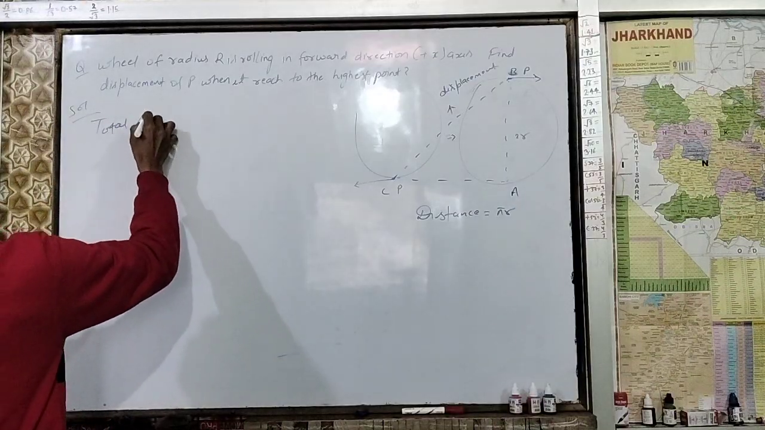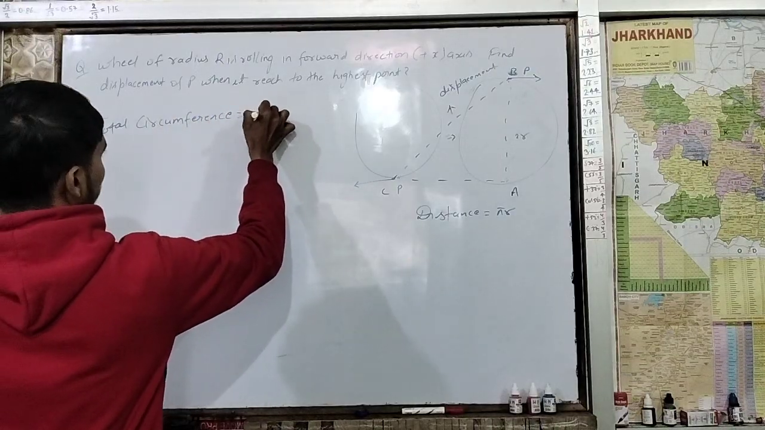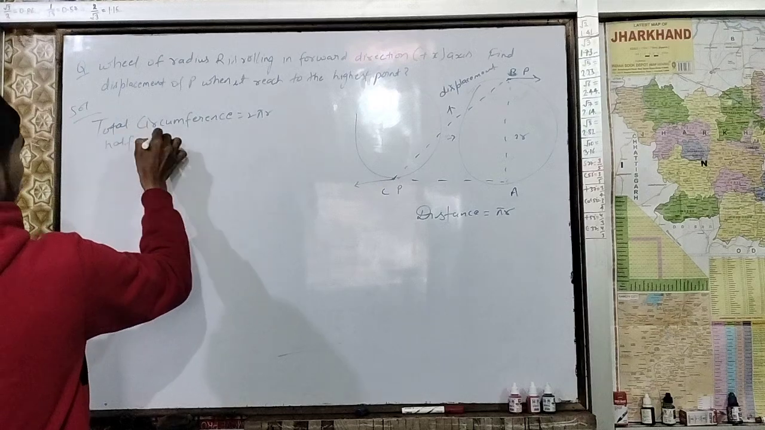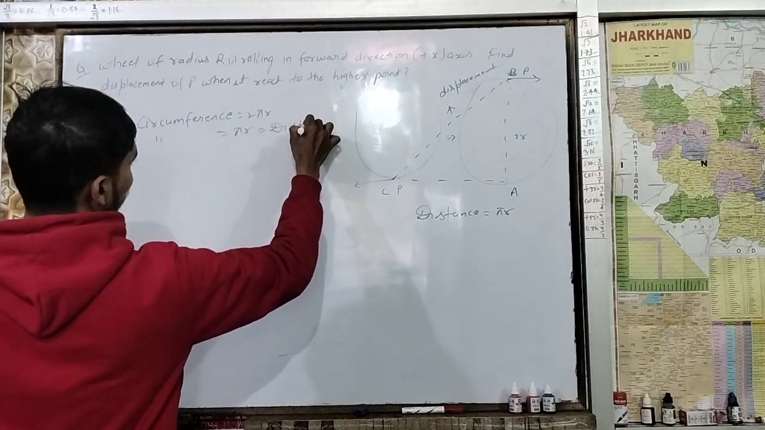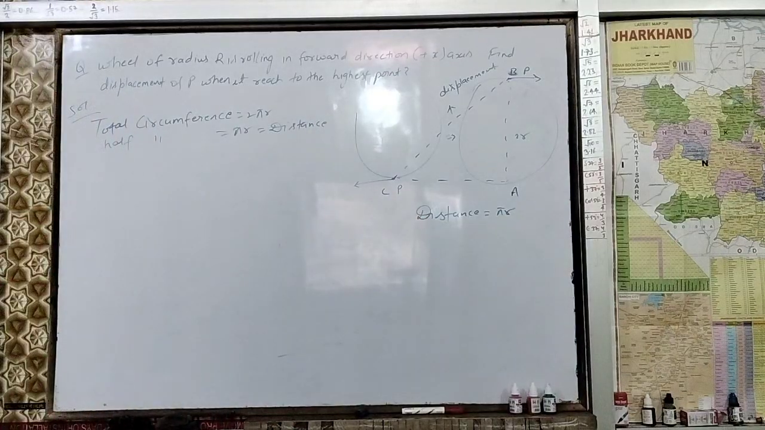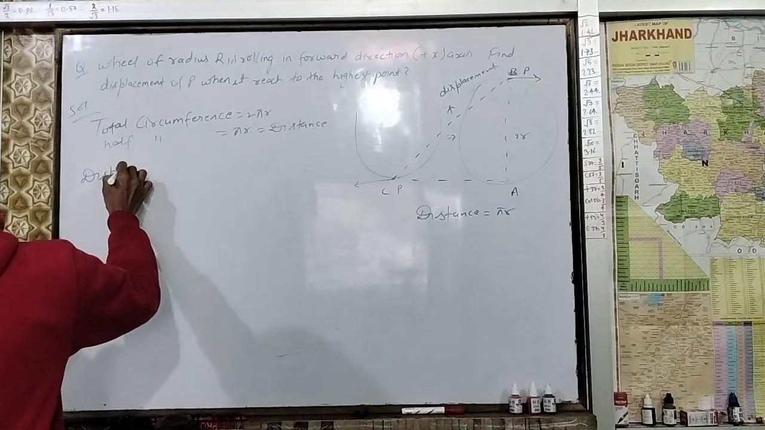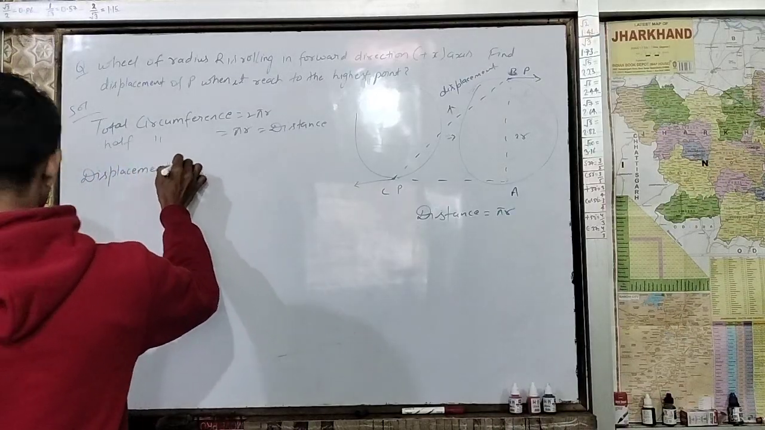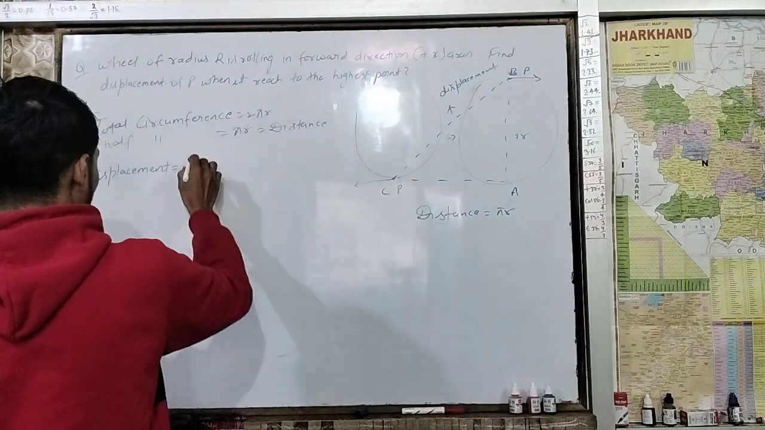Total circumference will be 2 pi r, but half will be pi r, which is a distance we have written already over here. Okay, half of the total circumference will be pi r. But when it comes to displacement, then it is talking about this thing.